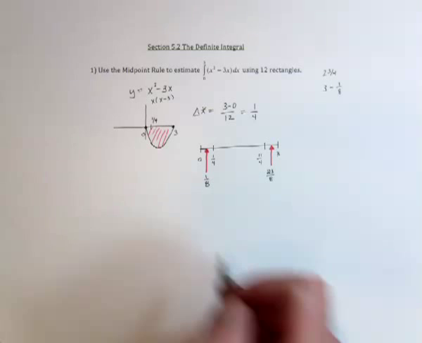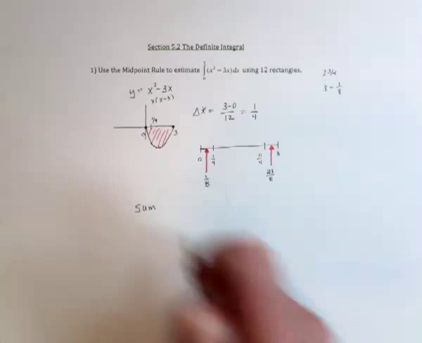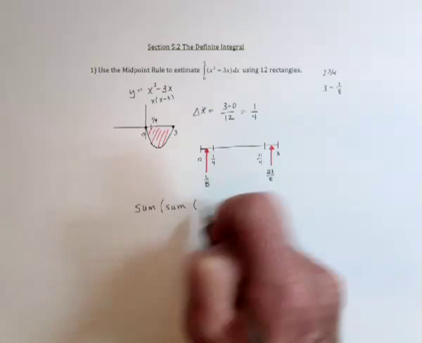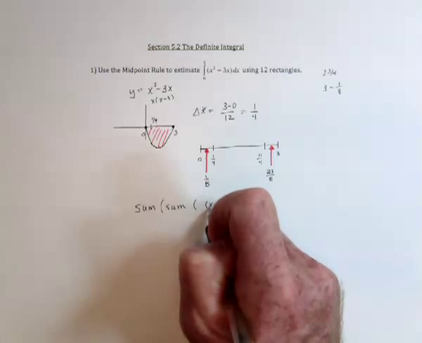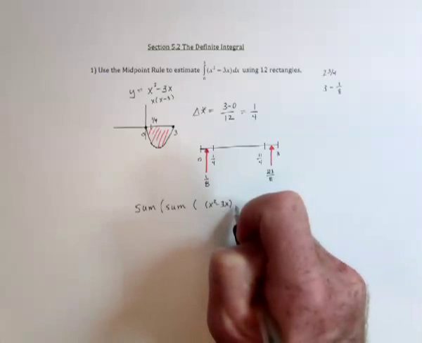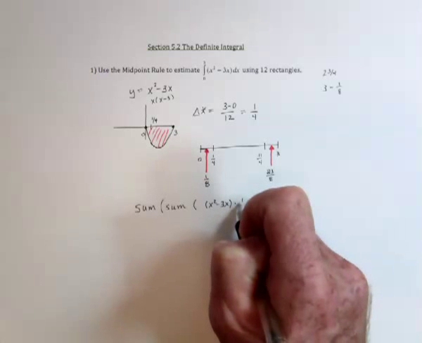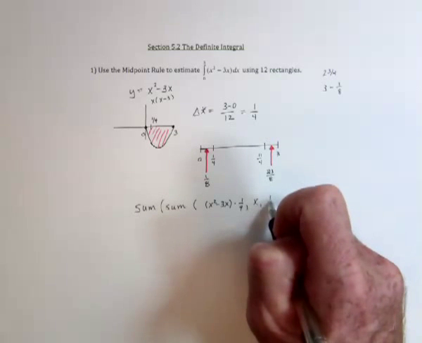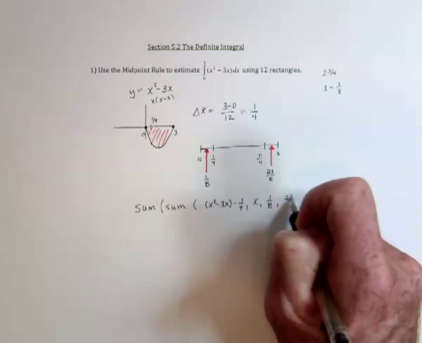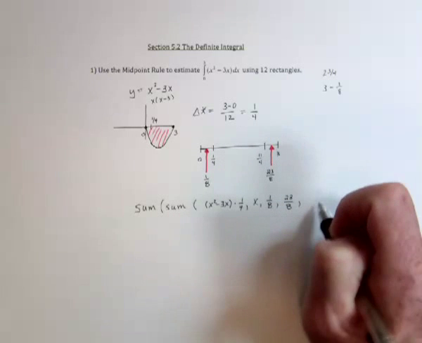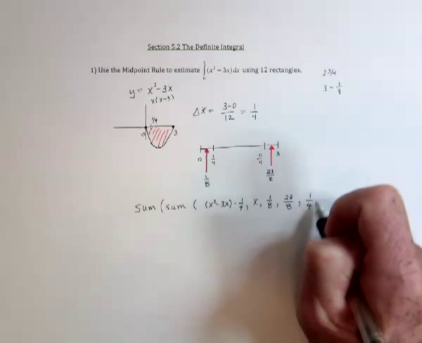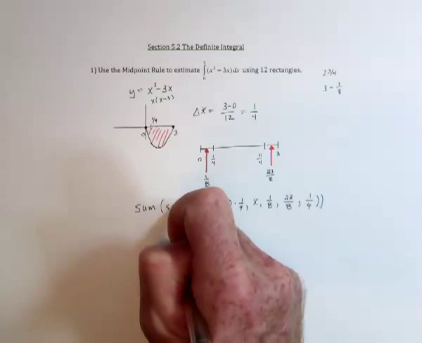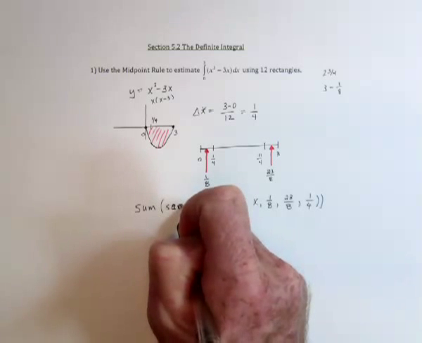And then we can find the area of those 12 rectangles using the calculator. Sum this sequence. So we need the function x squared minus 3x for the height times the width of each one, which is 1/4, delta x. Tell the calculator that x is the variable and where you want to start, where you want it to stop, and what the increment is, which is delta x. I put sum twice. This is sum the sequence.